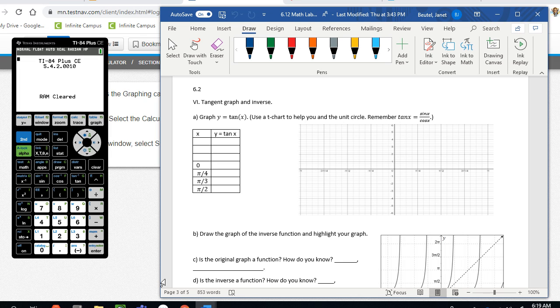Okay, guys, so we haven't done tangent yet. So this is how to do a tangent graph. What I would like to do, I wish I had a T-chart, which actually I can use part of it, a unit circle. If I had a unit circle and I start with 0, pi over 2.